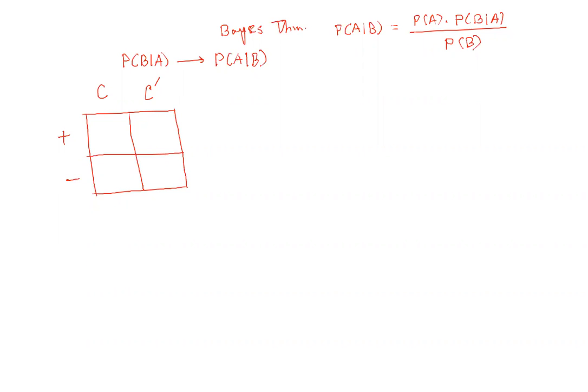So in the problem, they give you this. True positive is 90%. False positive is 15%. And let me explain what this means. True positive is when somebody has cancer and tests positive. That's true positive, okay? Somebody has cancer and tests positive.